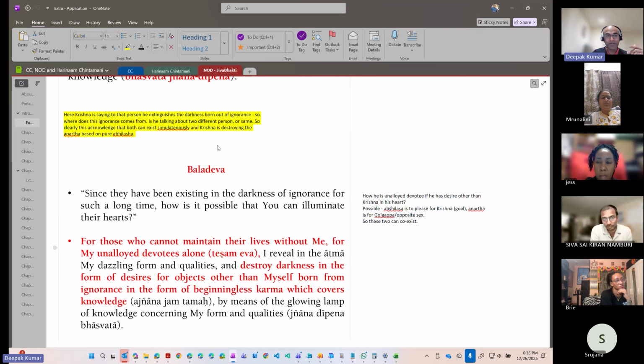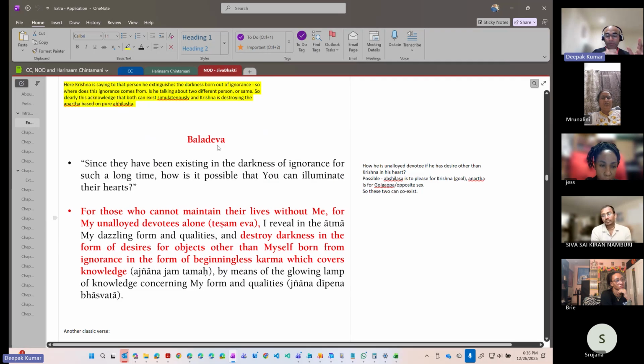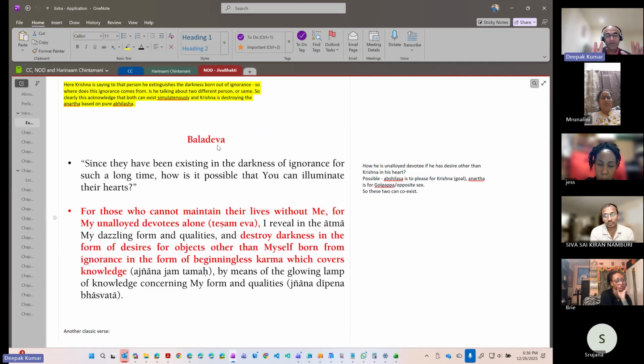And Krishna expects that these things are simultaneously existing. Krishna is the one who has designed us with anartha and the pure bhakti, pure abhilasha. So we have the pure abhilasha: I want to achieve Krishna. He is my only shelter. I want to go to Goloka Dham to serve Krishna.